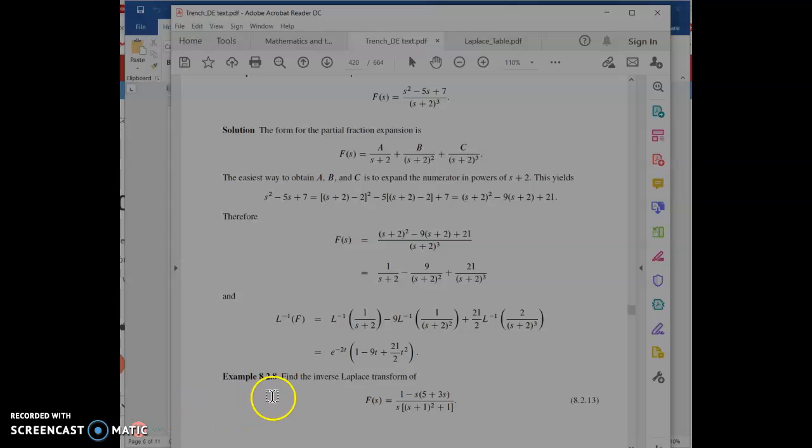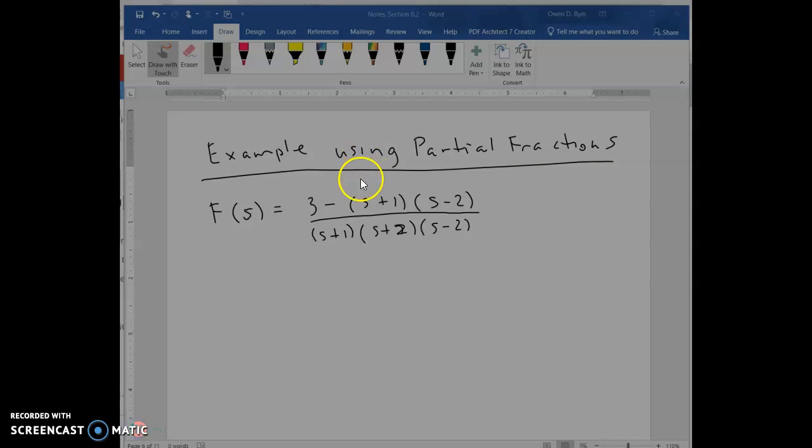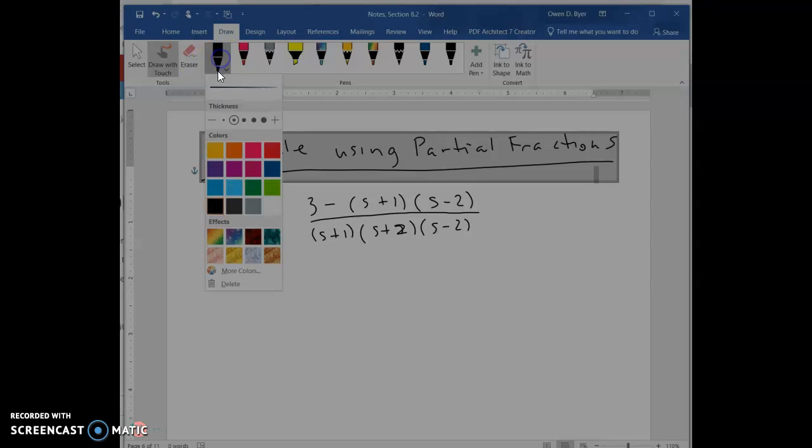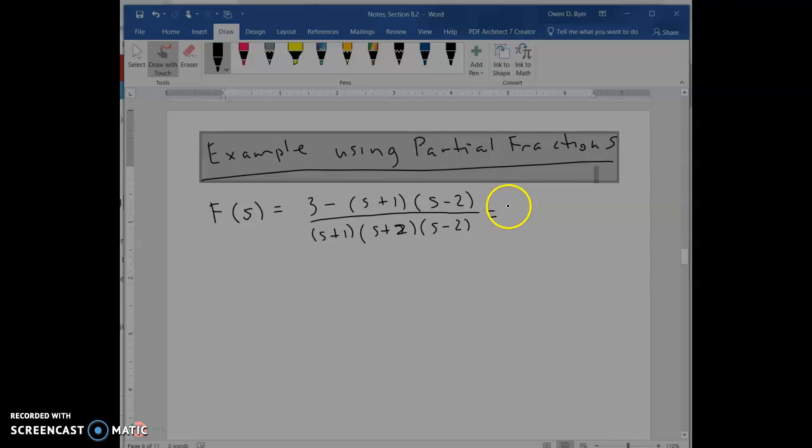Take a pause here. I'm going to get ready to show you an example with Heaviside. Okay, here's an example with another rational function, degree 2 on the top, degree 3 on the bottom. And so we can rewrite this as a sum: a over s plus 1, plus b over s plus 2, plus c over s minus 2.